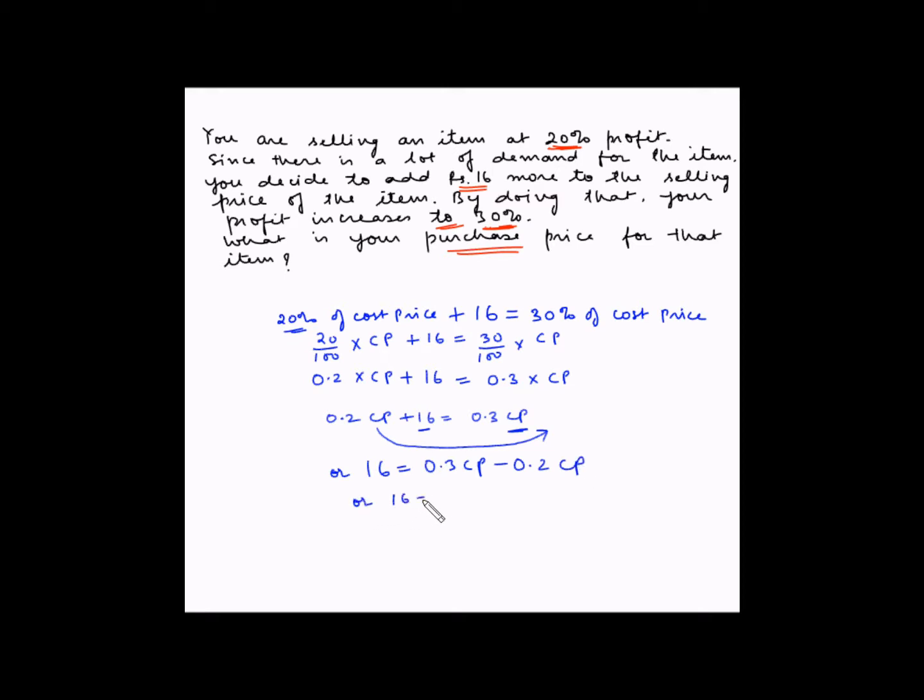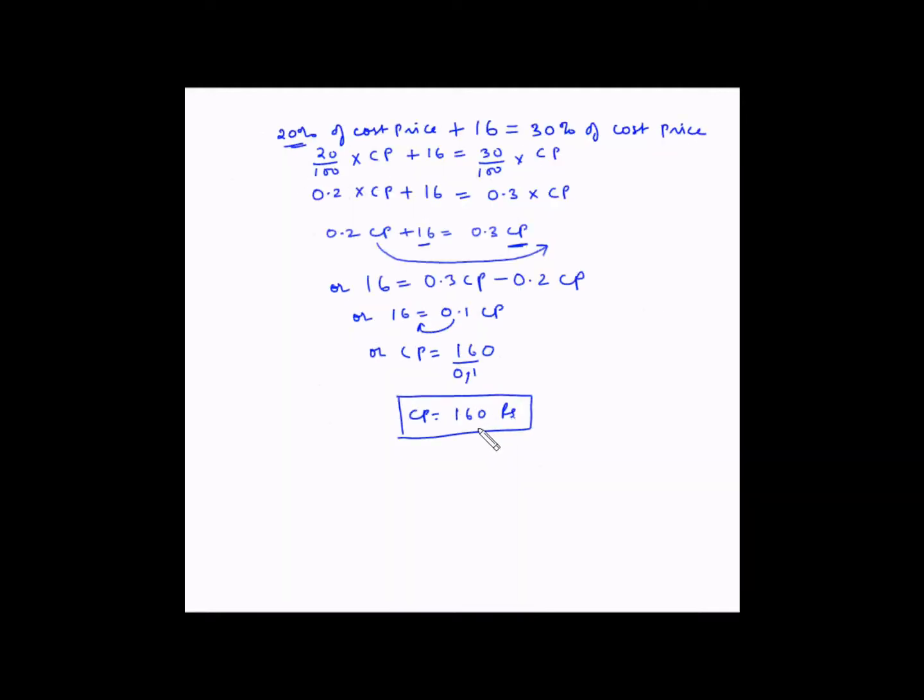So 16 is equal to 0.3 minus 0.2 CP, which is 0.1 CP, or CP is equal to, let's bring this 0.1 to the other side, so this is multiplication and it will become division. So 16 divided by 0.1. Now 16 we are dividing by 0.1, so we can take this decimal out and put a 0 here. So CP is equal to 160 rupees. So rupees 160 is our cost price.